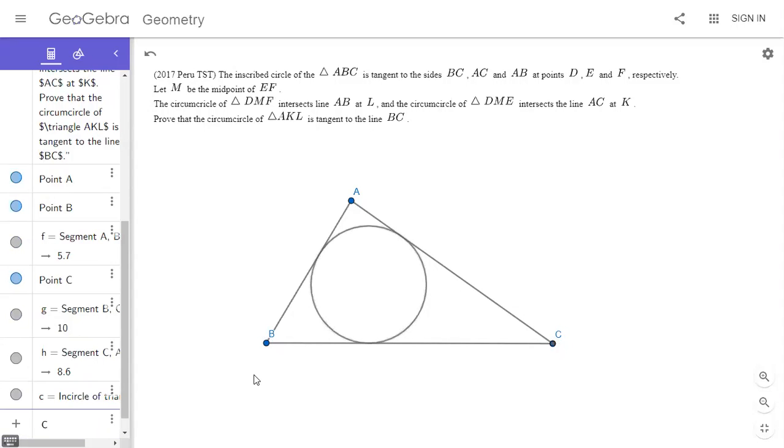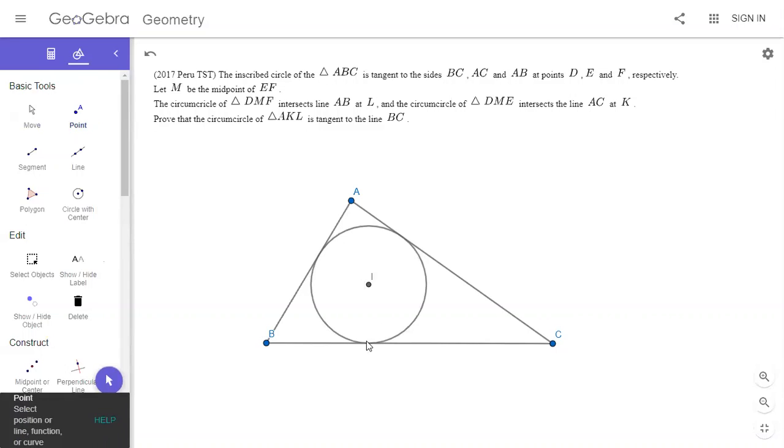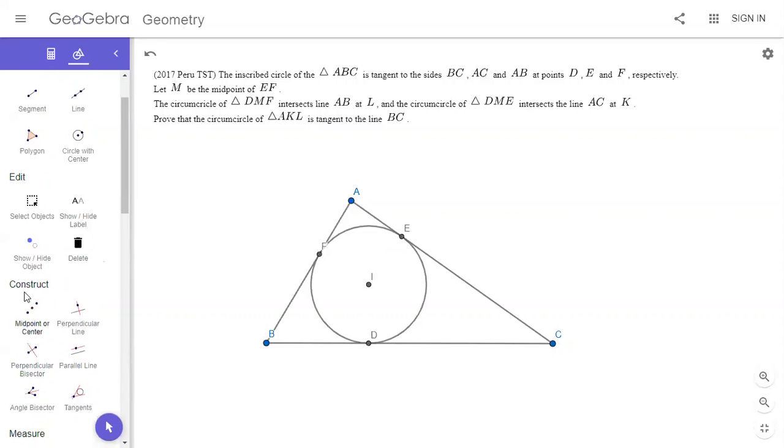All right, so I'm going to draw the incircle of triangle ABC. And then let me call the center I instead of D. So D, E, and F are the points of tangency. M is the midpoint of EF. So obviously it's where EF and AI intersect. Might as well draw that.